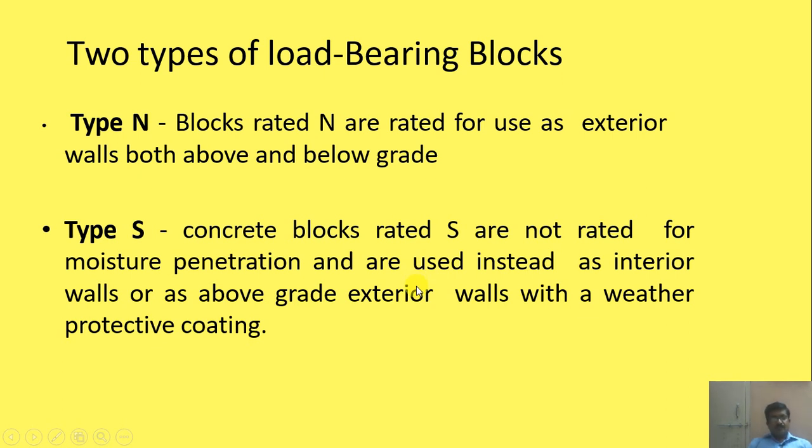Now again, if you study in detail, there are two types of load bearing blocks. Type N blocks are rated for use in exterior walls both above or below grade. Type S concrete blocks are not rated for moisture penetration, and they are used instead as interior walls and as above grade exterior walls with weather protective coating, remember.